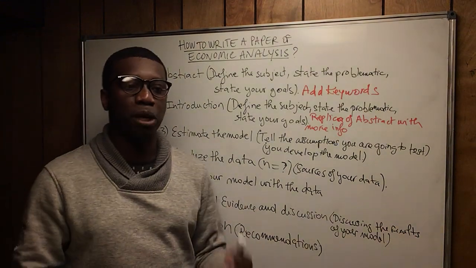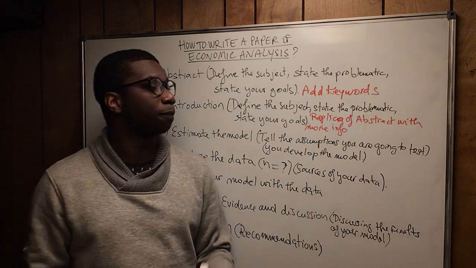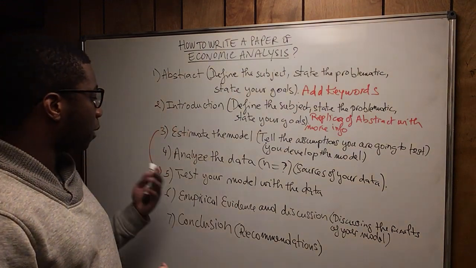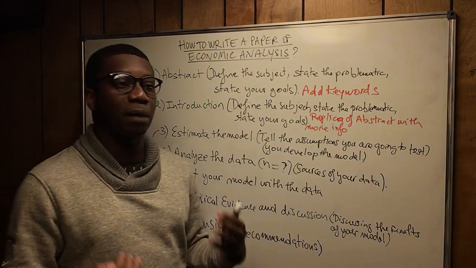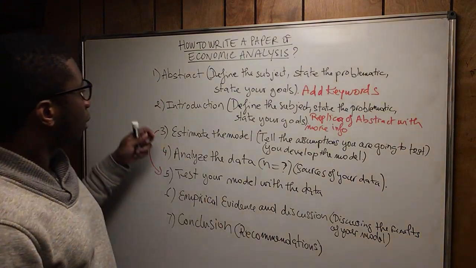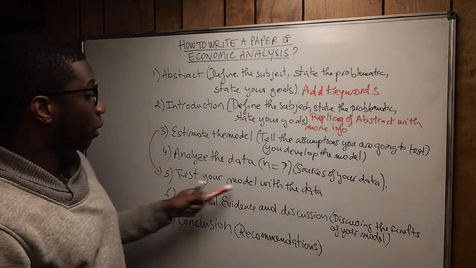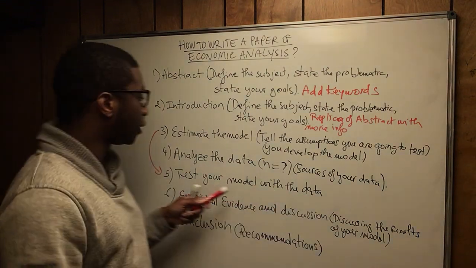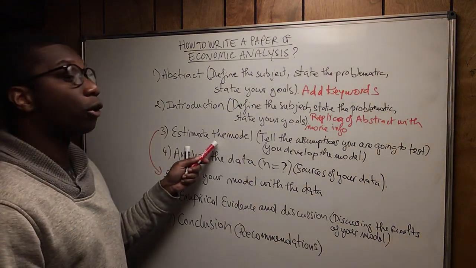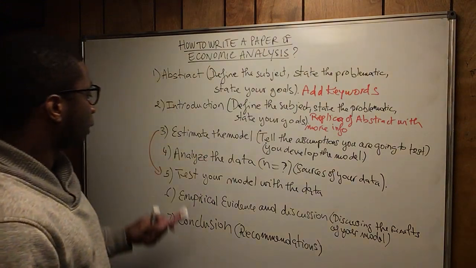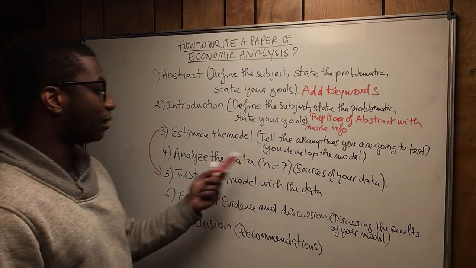As I said, most papers are papers of econometrics. If you're doing a paper of mathematical economics, you are basically going to, in the 5th part, solve the mathematical model that you've estimated in part 3. Okay? So in part 4, you analyze the data.